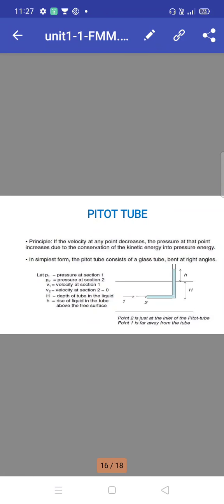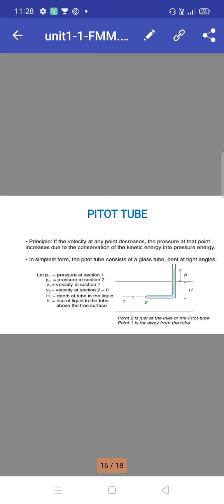So, the application of Bernoulli's equation: we move on to the pitot tube. The principle behind the pitot tube is that where the velocity at any point decreases, the pressure at that point increases, due to conservation of kinetic energy and pressure energy. So pressure and velocity, or vice versa, are in an opposite sense.